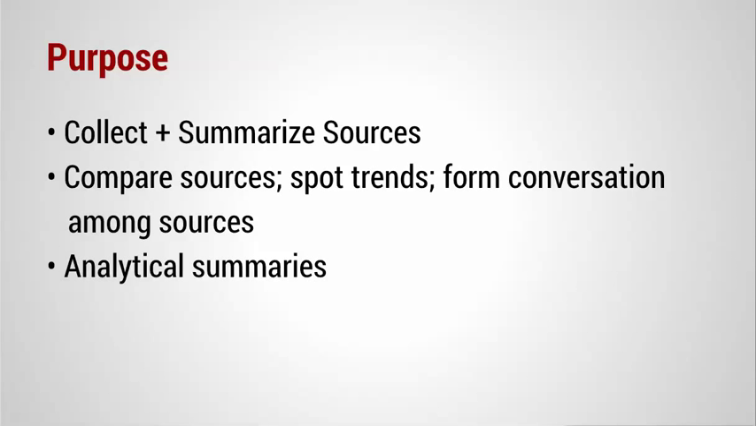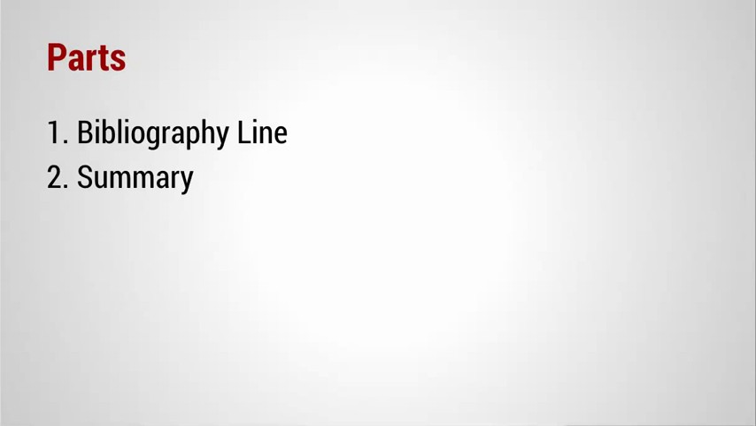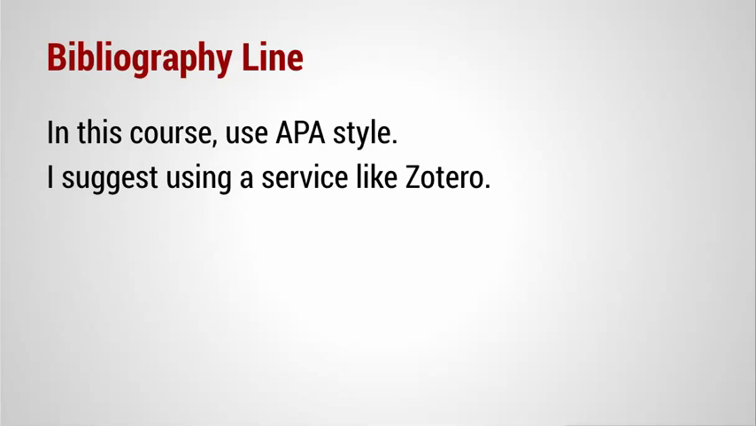And what we're looking for in an annotated bibliography is analytical summaries. So they're not just summaries where you say what's in the source, you apply some analysis to it. So you discuss what's important about it or how you might use that source. There's two parts to each entry, a bibliography line and a summary. And in the bibliography line, you're going to use APA style.